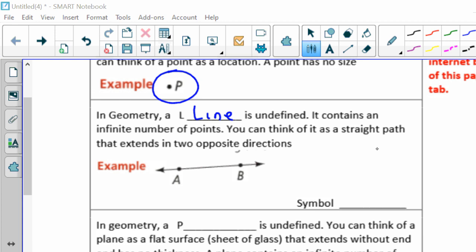Next up is line. In geometry, a line is undefined as well. It contains an infinite number of points. You can think of it as a straight path that extends in two opposite directions. The symbol, the notation that we use for a line, in this case we have 2 points on this line that are A and B. We would write down the letters A, B, and then we would draw a line above it. And so that's the notation for line AB.